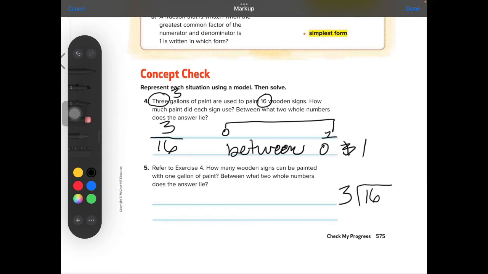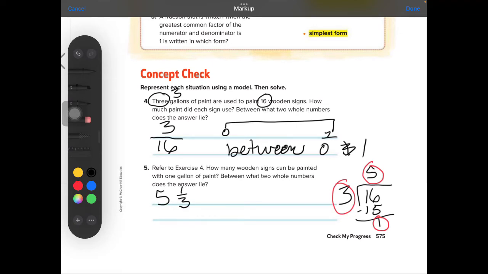3 will go into 16 at least 5 times. 5 times 3 is 15. There's 1 left over, right? And they are not wanting us to bring anything else down. So when they have this situation, they want you to use the numbers that you see. So you're going to use this 5, and put it over here. Then you're going to use this 1, because that is what's left over, and put it on the numerator. Now you're going to use this 3 and put the 3 on the denominator.